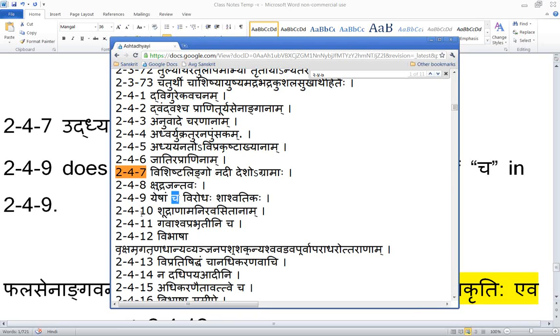Okay. Next one we can skip, 2410. This is a Shudranam Aniravashitanam. So we can skip this one. It's very rarely, almost never used.